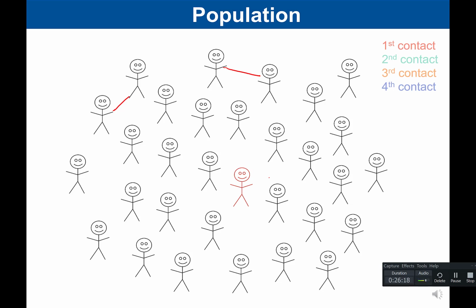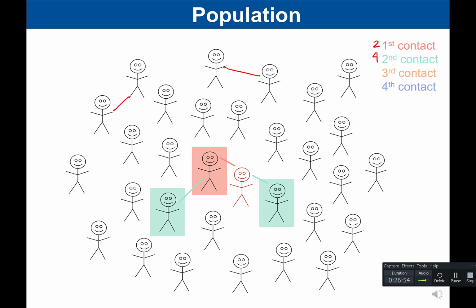After the first contact, we now have 2 people that have the disease. So after one contact, we have 2 people with the disease. The next night, we have a party, and people make a second contact. So everybody would make a second contact. Now they have their second contact, and now those people end up with the disease. So now we have 4.